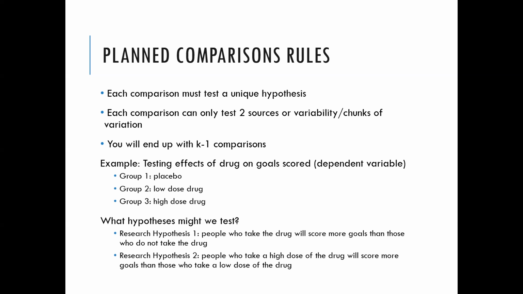And then another research hypothesis might be that people who take a high dose of the drug will score more goals than those who take a low dose of the drug. So comparing group 3 and 2. And notice there are other possible comparisons, right? We can compare the placebo to the low dose only or placebo to the high dose only, but we're deciding a priori not to do that.